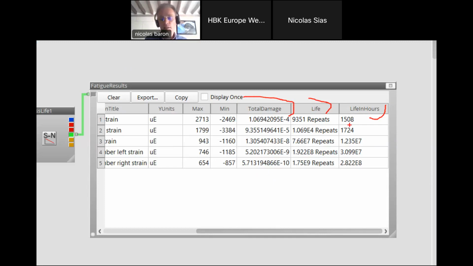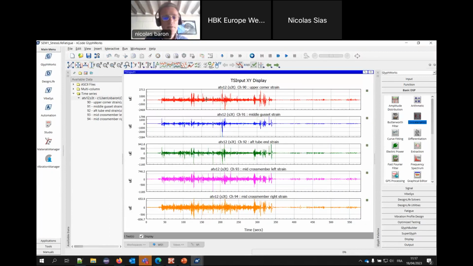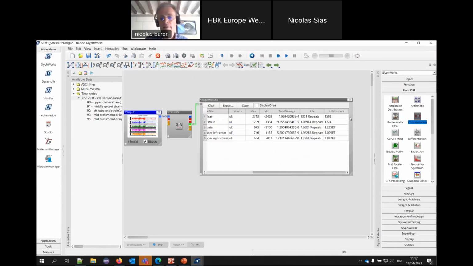So here, how do I interpret this result? It means here that for the first strain gauge, after roughly 1,500 hours, my component will break. I have this amount of life available within my component given that loading. And the same is done for each and every channel here. So for all these strain gauges recordings, I've got 5 here. It's not difficult, 5 of them. I've got my life in hours.